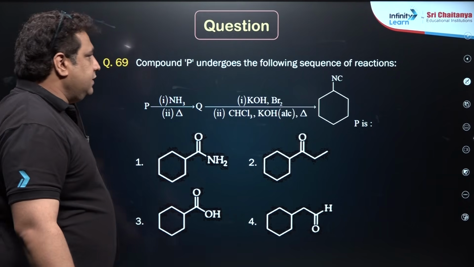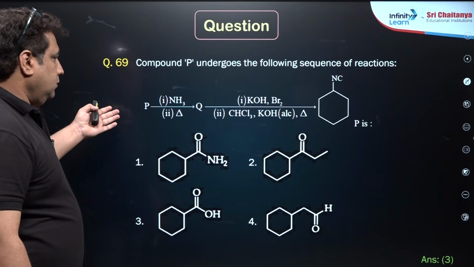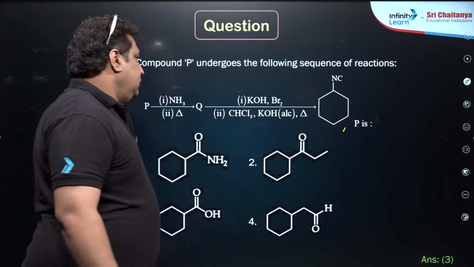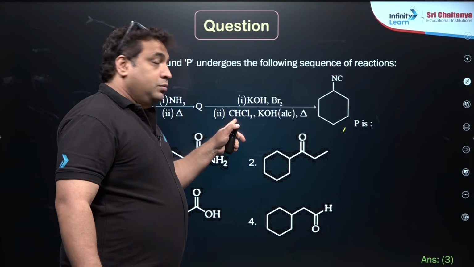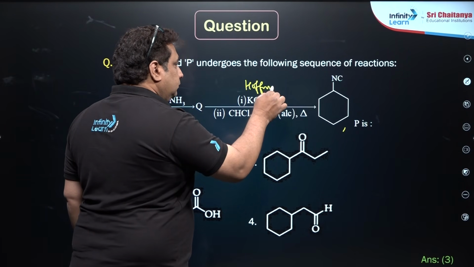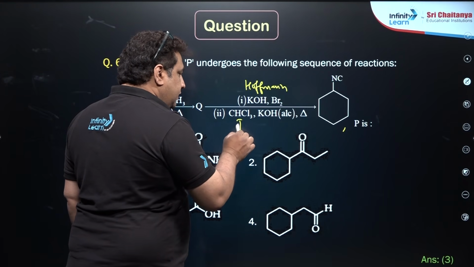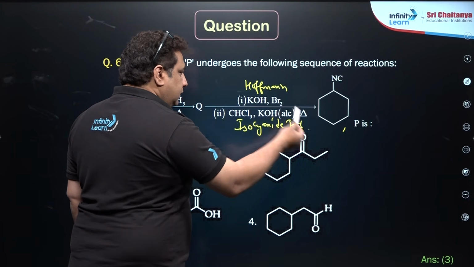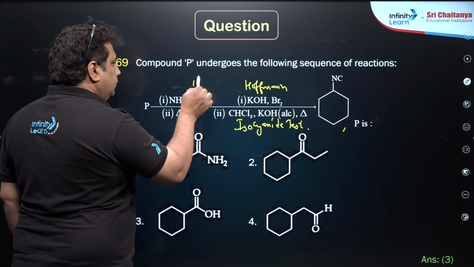Compound P undergoes the following sequence of reactions, okay, very nice. Now, P is, okay, here comma will come, right. So from this everybody can see KOH plus Br2, listen very carefully, KOH plus Br2, that means here you are doing Hofmann. Whatever amine comes here, you are doing here isocyanate test or carbylamine test, correct? Q, that means Q must have amide group, correct?